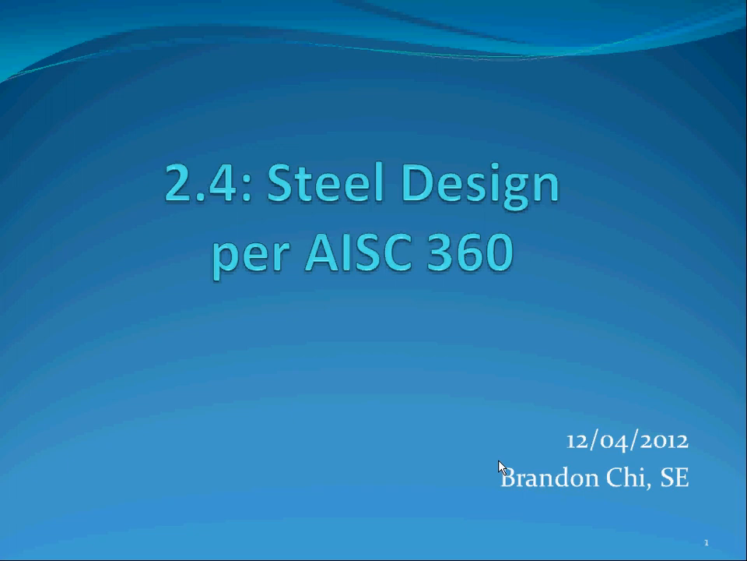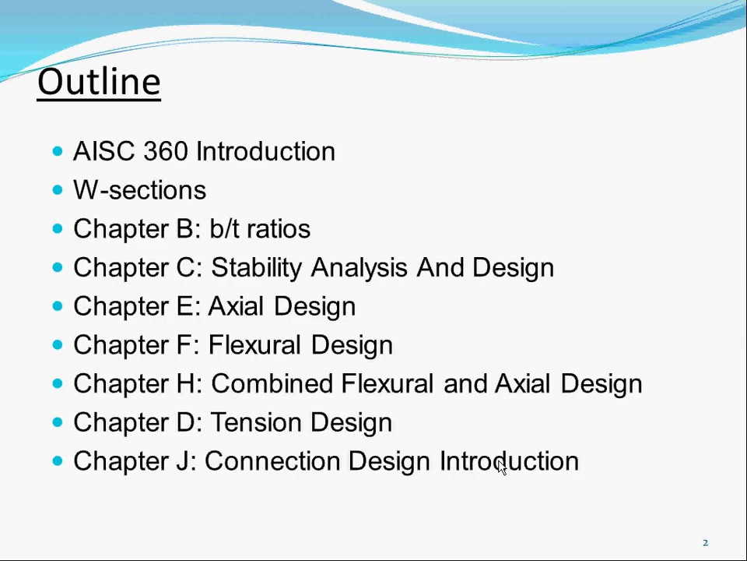This is the 2.4 steel design per AISC 360. I'll cover both 360-05 and 360-10 and some of the differences between the two codes. This one will cover mostly just member design, so it will be chapters B, C, E, F, H, D, and J.